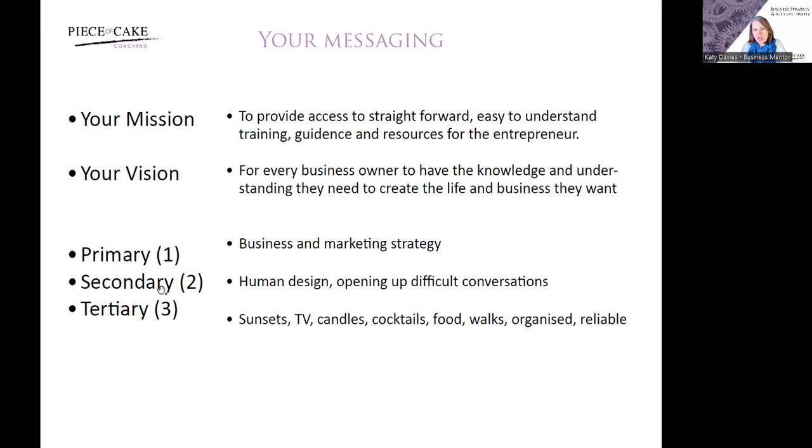Now, secondary messaging is other things that you want to be known for, other things that you are going to include in your messaging, things that might make you stand out amongst other people.